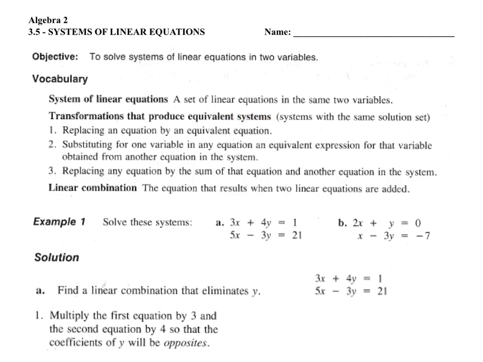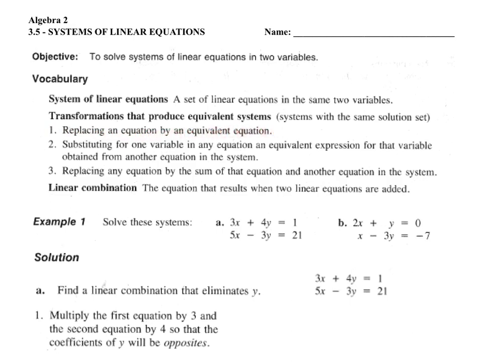This is basically the process of what we're going to do. These are the things we can do in order to get a system with the same solution set. So when it says same solution set, it means that it has the same solutions. The same ordered pair will make both equations true. Okay, so the first thing we can do is replace an equation by an equivalent equation.